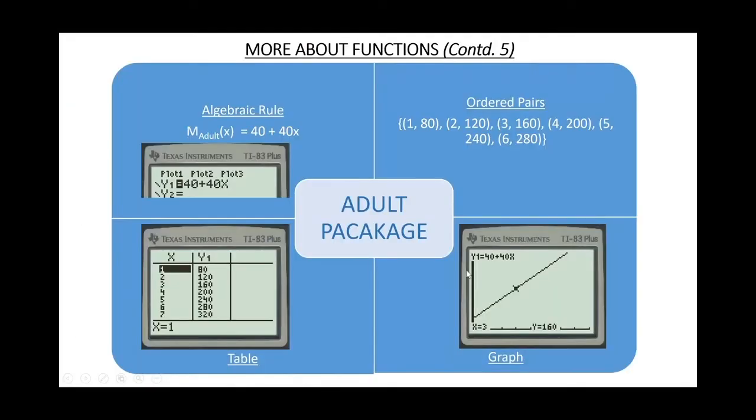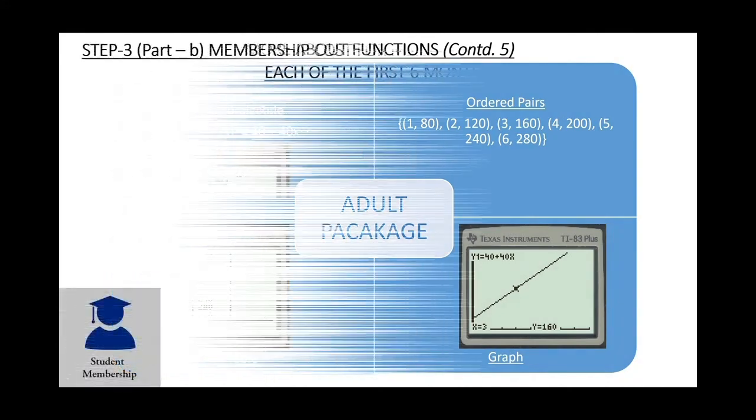So now you have all the different representations of the function. For the adult package, first we represented it using a function, the algebraic rule 40 plus 40x, and then we represented it using ordered pairs. Then we represented it using a table, and now the graph. So these are the four major representations of a function: algebraic rule, ordered pairs, tables, and graph. Each one of them has its own advantages and disadvantages. So knowing all these and knowing the connection between them is very important to solve real life situations. Step 3 for part B.